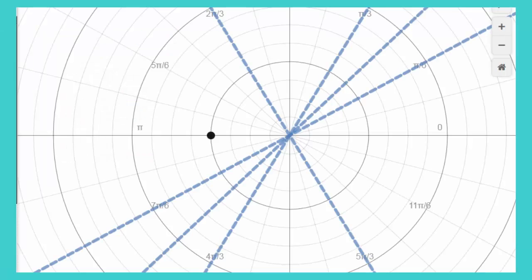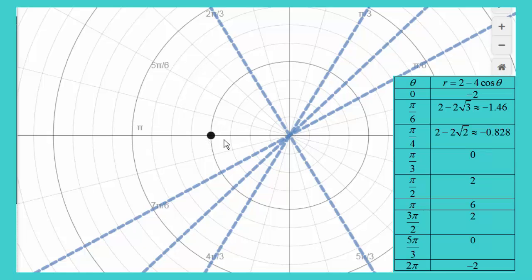So here I've set up a polar grid, and I want to show you that this radial line is at pi over 6, this one's pi over 4, pi over 3, 2 pi over 3, which is also 5 pi over 3. So as we trace out that limacon, when theta is 0, we actually have negative 2, because as we're facing 0, we would go backwards.